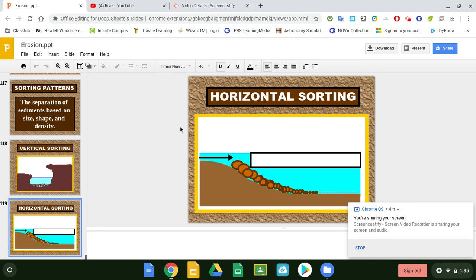Very, very slow on the computer today. So there is our horizontal sorting. And I think we're done because this is not moving. All right, let's just stop it here.